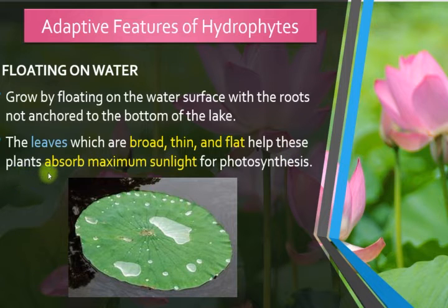This helps the plant absorb maximum sunlight for photosynthesis. So these are the characteristics of the leaf of the floating plant, which are broad, thin and flat. For what? To absorb maximum sunlight for photosynthesis. An example of the floating plant is Lotus species.